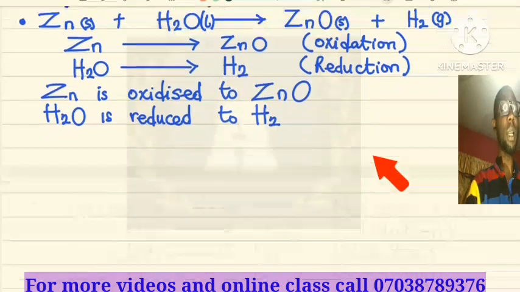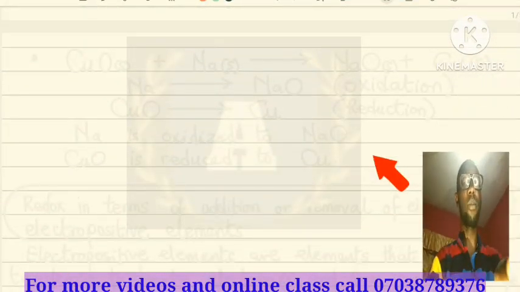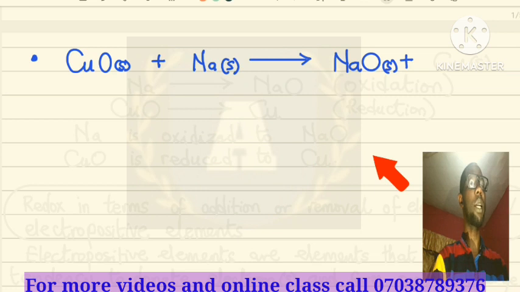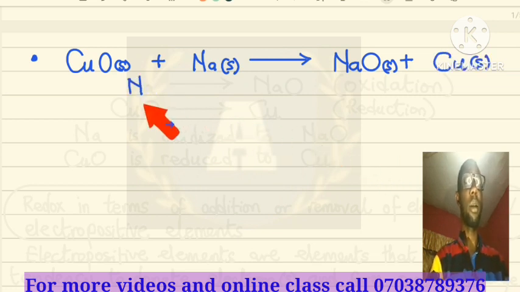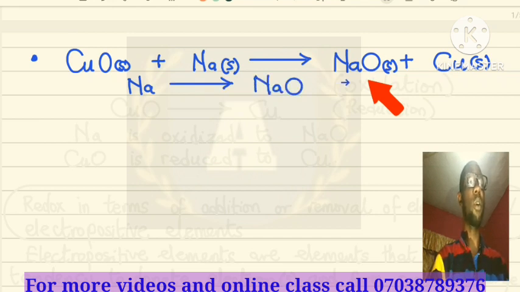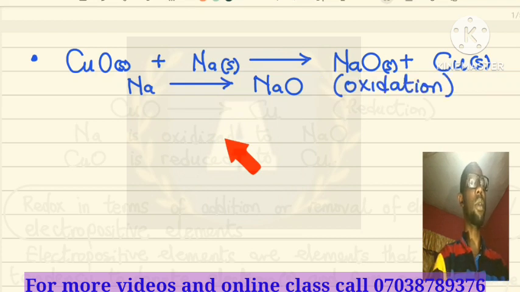Now, in the next illustration, we have another example that involves the reaction of copper(II) oxide reacting with sodium. This will yield sodium oxide and copper. Here, sodium, we added oxygen to it to form sodium oxide. So sodium has eventually formed sodium oxide. And the addition of oxygen to a substance, we said, is oxidation.